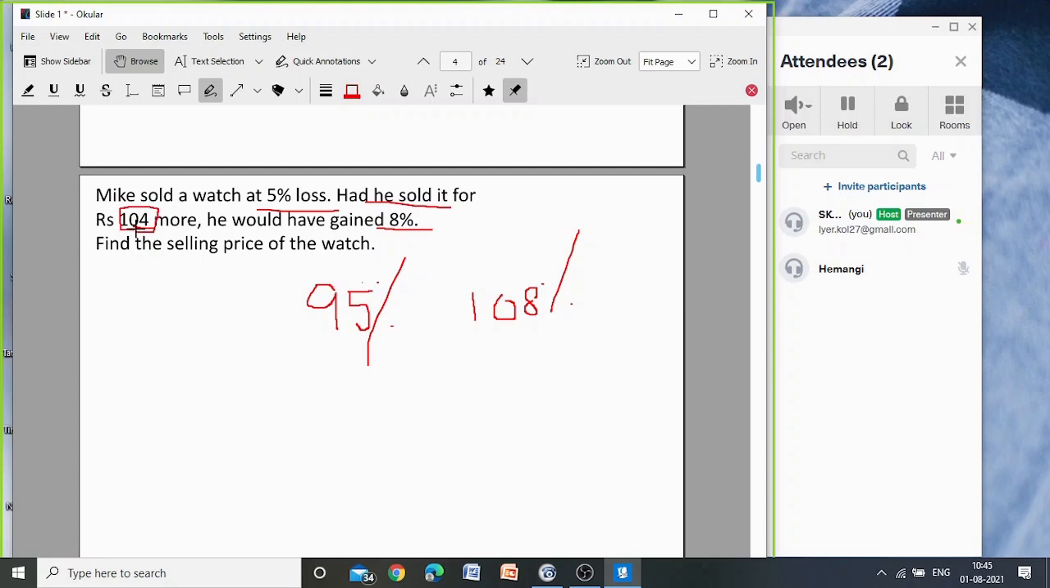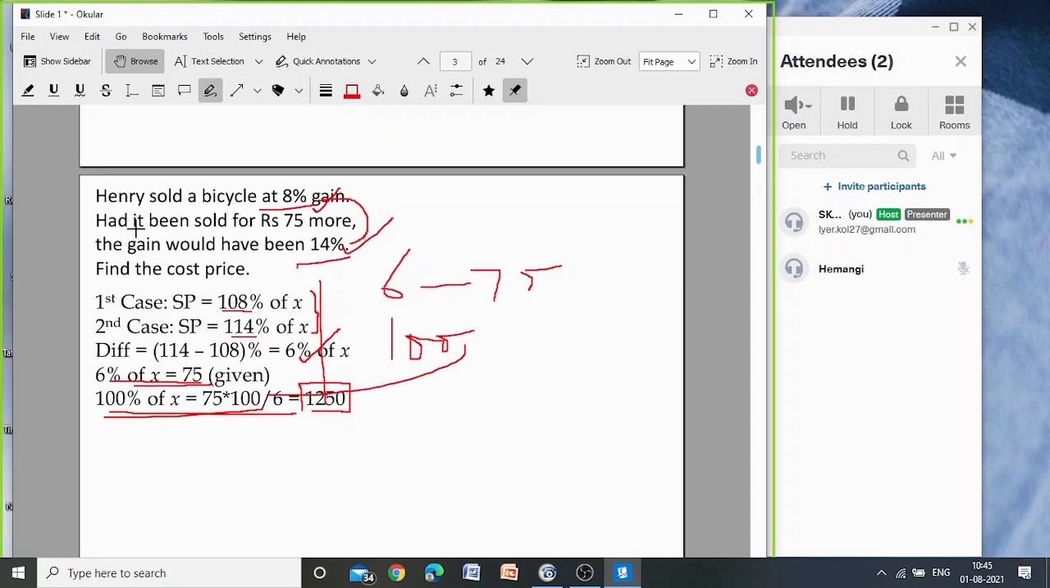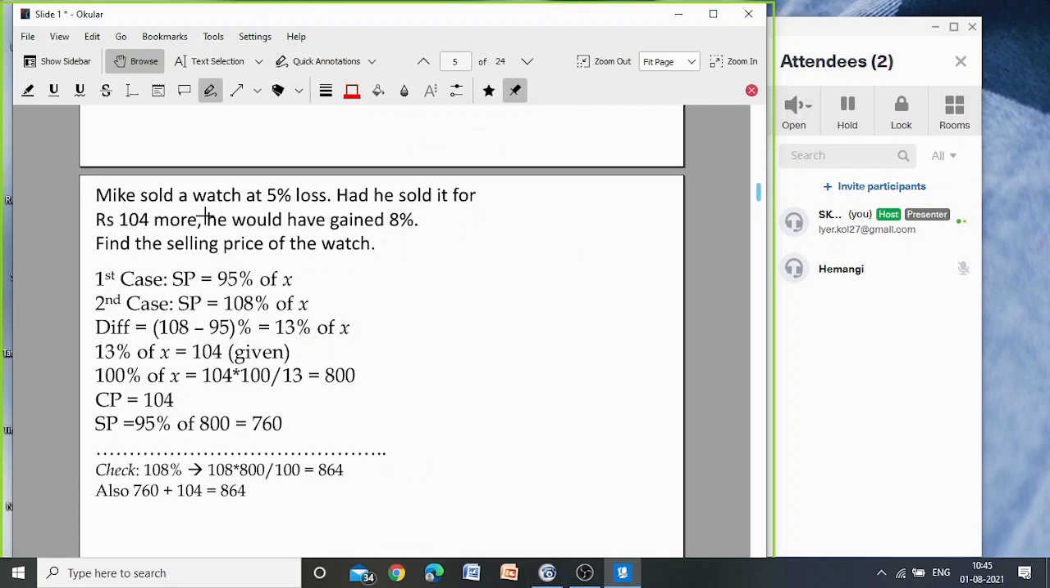So you can do it orally actually. 13% is 104. 1% will be 104 divided by 13. That will be 8. 13 eights, 104. So 1% is 8. So full is 800. So 800 would be the cost price. Then you can find the selling price. So first case 95%, second case 108%, difference 13%. So 13% is 104, 1% is 104 upon 13, that is 8. So 100% is 800, the cost price.